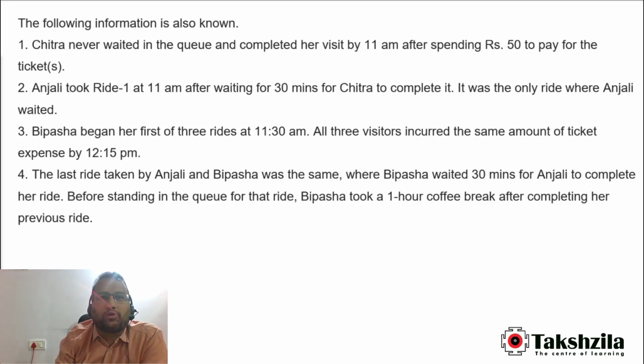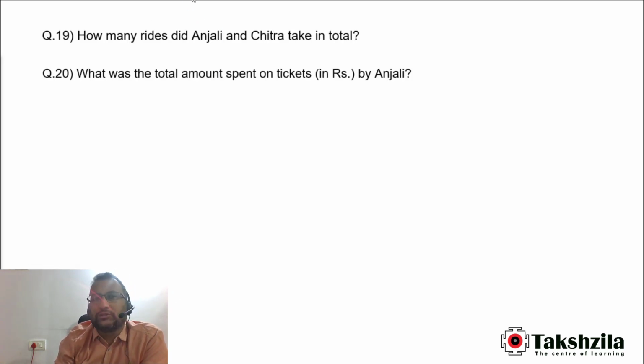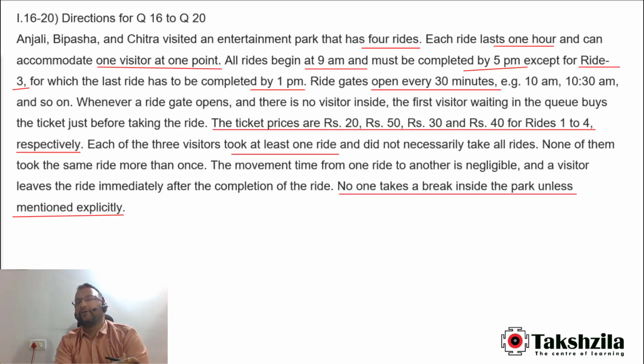So let's have a look at the questions, everyone. Which kind of questions are there? What was the amount spent by Bipasha? Which ride was completed by Anjali by 2 PM? Which ride was taken by all 3 visitors? And so on. So after reading the questions, what we come to know is that we need to identify, for these 3 people A, B, C, which person took which ride at which time.